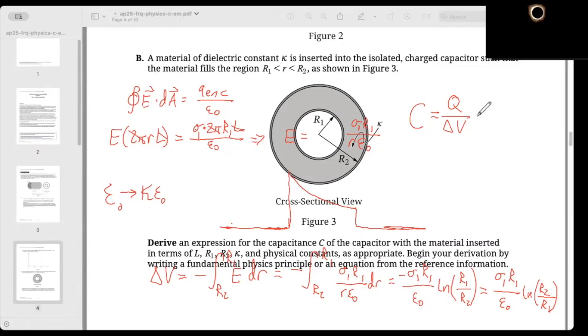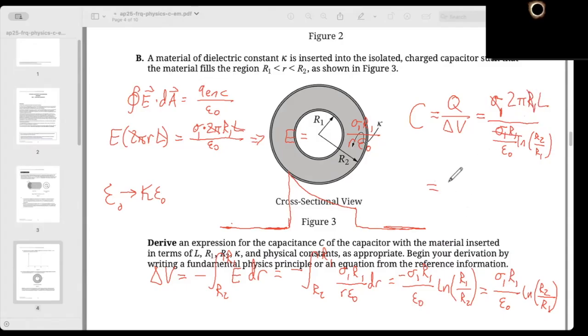So charge on one of your cylinders, let's say the inner one, because that would be positive charge, is going to be given by sigma 1 multiplied by the surface area of your inner conductor, which is 2 pi R1 L. And then you divide it by voltage. So that's going to be sigma 1 R1 over epsilon naught, natural log of R2 over R1. Wow, okay.